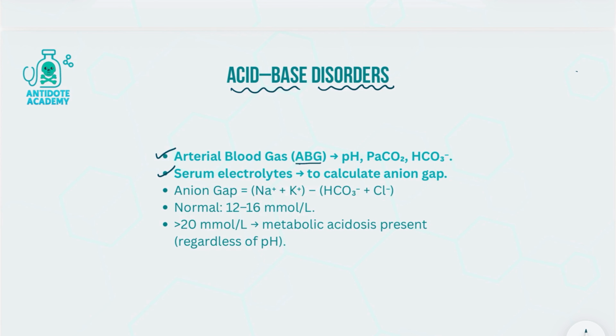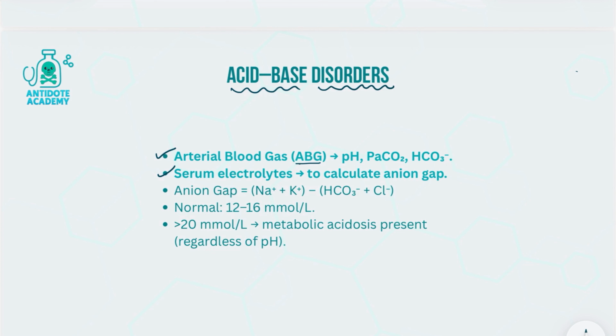ABG, arterial blood gas, helps us check pH, partial carbon dioxide, and bicarbonate. Via pH, we can understand the overall acidity or alkalinity in the body. Partial carbon dioxide helps us understand how well the lungs are removing carbon dioxide from the body. And bicarbonate tells us how well the kidneys are controlling the acid in the body. These are the arterial blood gas method.